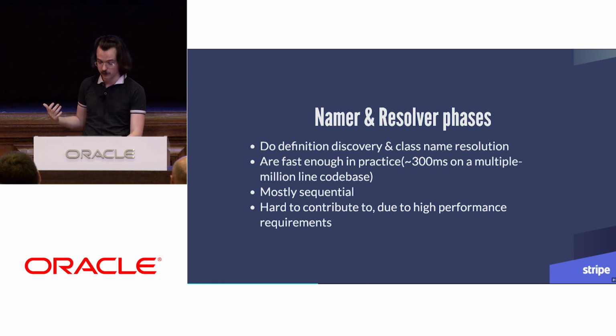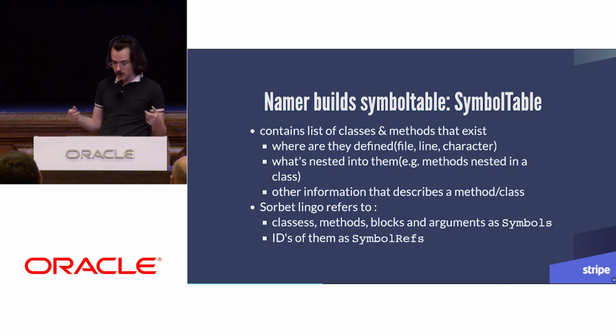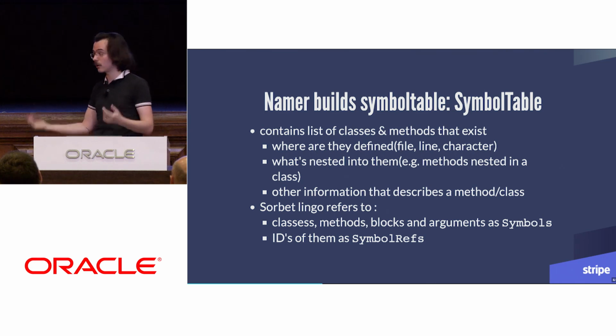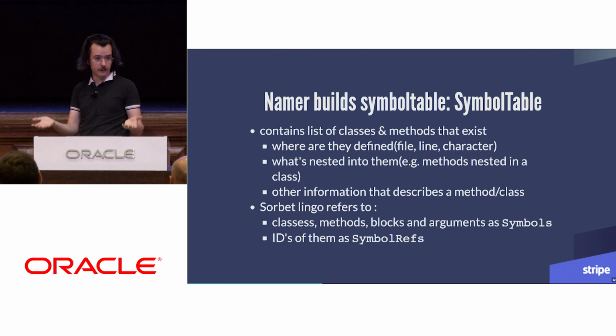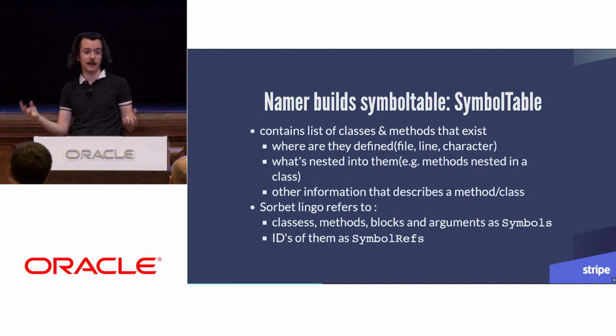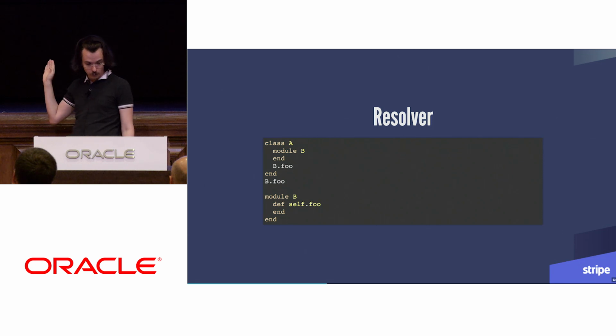But the thing that it actually creates is the aforementioned symbol table. It contains lists of classes and methods that exist. It knows where they're defined, and they know what's nested into them. Our lingo uses the term symbol to represent classes, methods, blocks, and arguments. It's similar to terminology used in the Scala compiler, and quite similar terminology is used in javac. The symbol refs, the aforementioned ones that are the most common data structure you pass around, are just an ID into those.